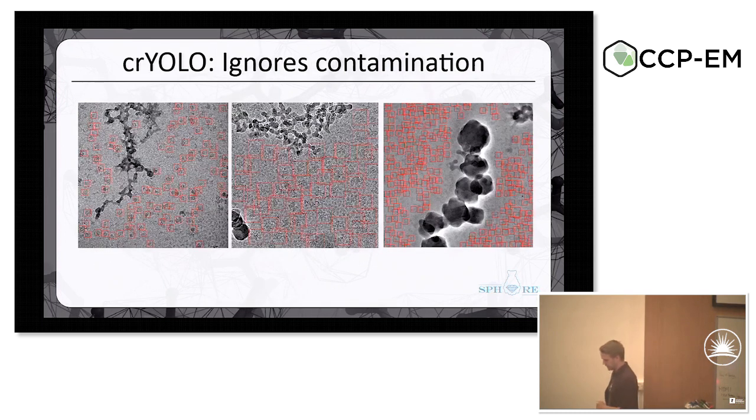Another good property of crYOLO is that it's pretty good at ignoring contamination. So if your training data shows contamination, it is able to learn not to pick it. And it does it quite well. So it does not need too much training data to learn that. Typically these 5 to 15 images are enough.